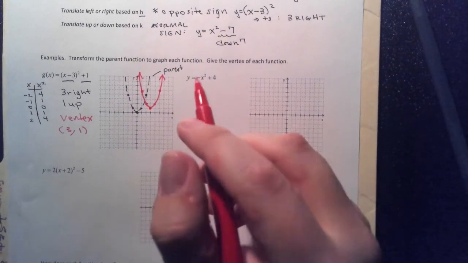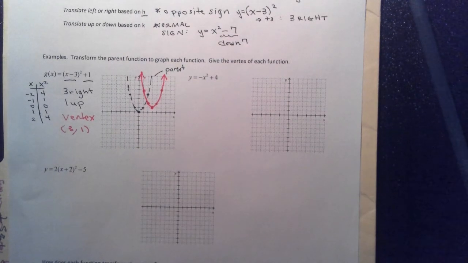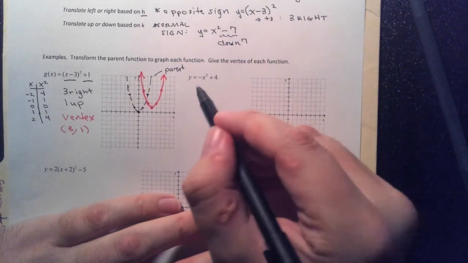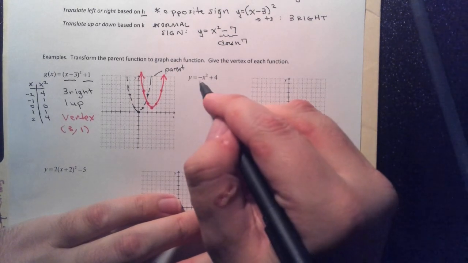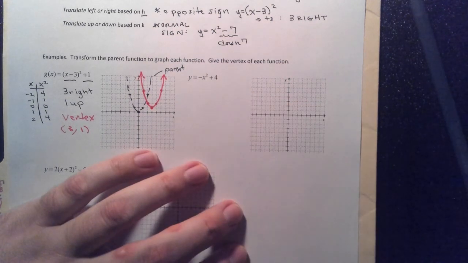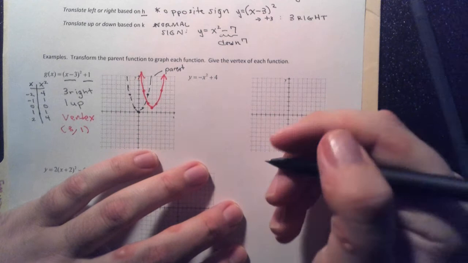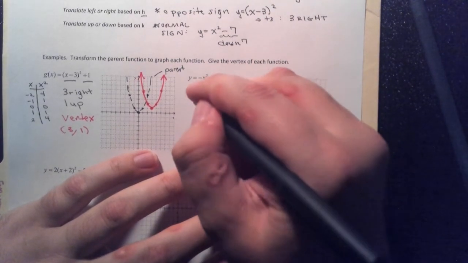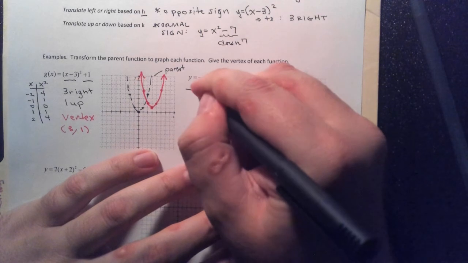Let's take a look at another one. Y equals negative x squared plus 4. So I look at the transformations here. I know this negative means I will reflect. I know this 4 means I'm going to go up 4 units. But when I think about this, again, I want to think about my parent function.